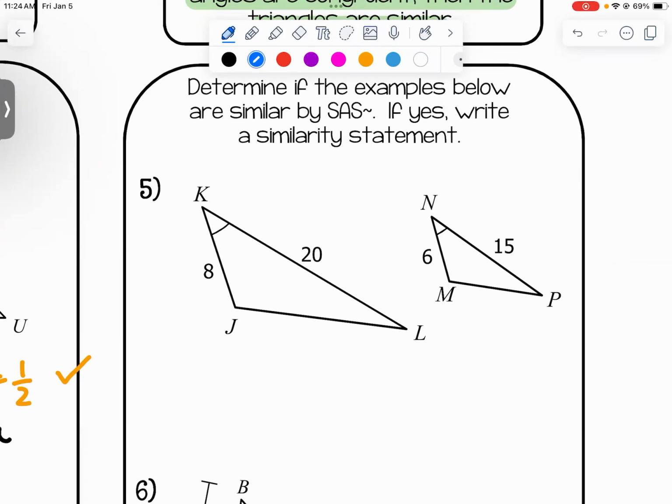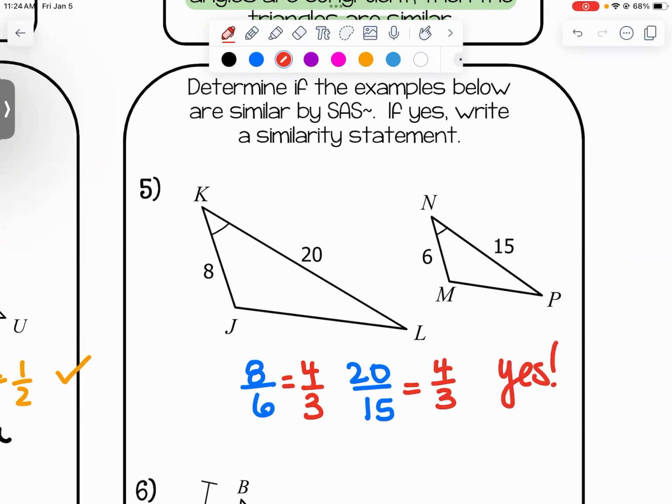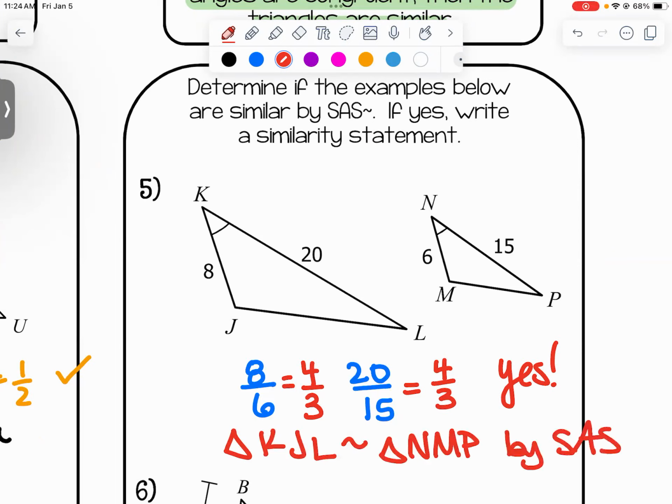Now, let's check the proportion. Is 8/6 the same as 20/15? What does 8/6 reduce to? 20/15? Okay, so yes, woohoo! Triangle KJL is similar to triangle NMP by SAS.